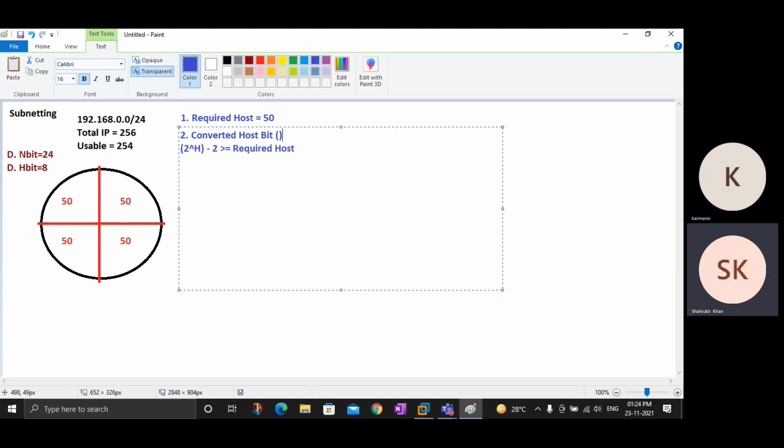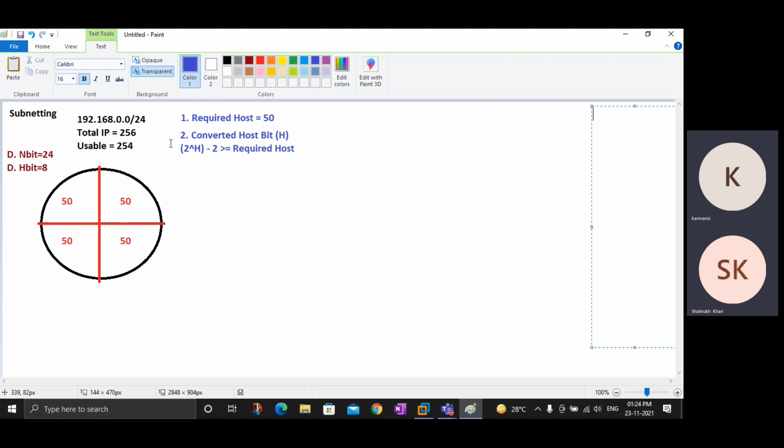So this is a converted host bit. And if you want to calculate the values, you can use the formula, or you can just create a table. Like if you are doing the subnetting for class C, then you need to create the table up to 2 raised to the power 7. If you are planning to do the subnetting of class B, you need to create the table up to 2 power 15. If you are planning to do subnetting of class A, in that case 2 power 23.